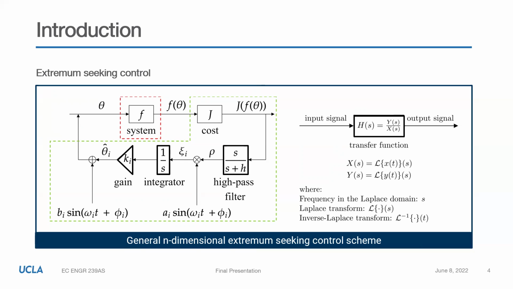For this presentation, we also remind ourselves that the black boxes labeled high pass filter, integrator, and gain are transfer functions, which for continuous time systems allow us to convert input signals to output signals using simple multiplication in the Laplace frequency domain S. Unless explicitly stated otherwise, all presented functions are in the time domain. Note, extremum seeking control also works in discrete time.